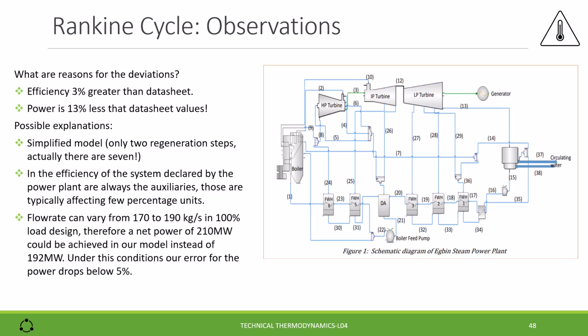The flow rate of the steam can actually vary from 170 to 190 kg per second. Therefore, a net power of 210 MW could be achieved in our model instead of 192, and under this condition our error for the power drops below 5%. So as conclusion, our model is not so bad considering the limitation and the simplification that we have made.